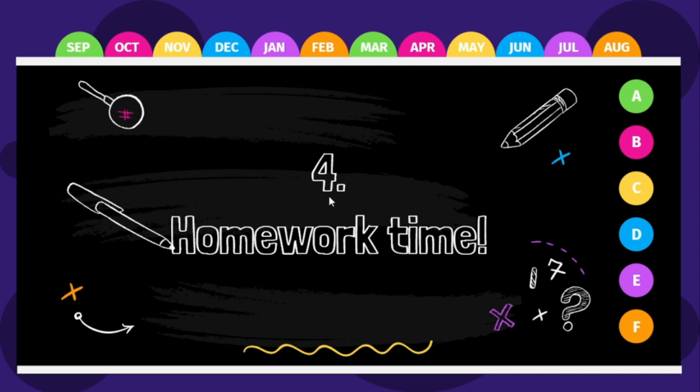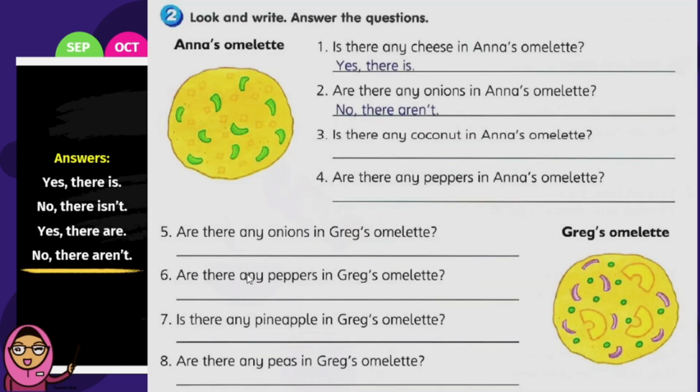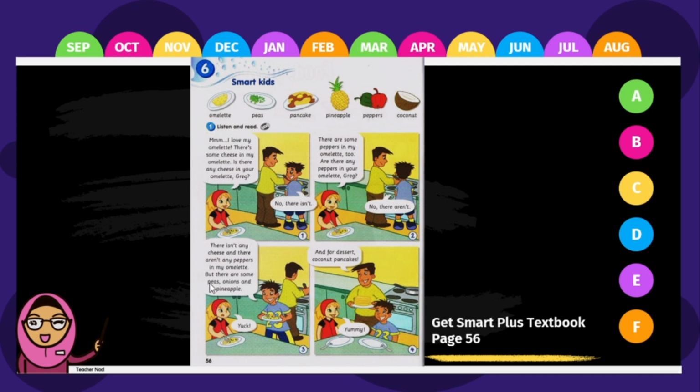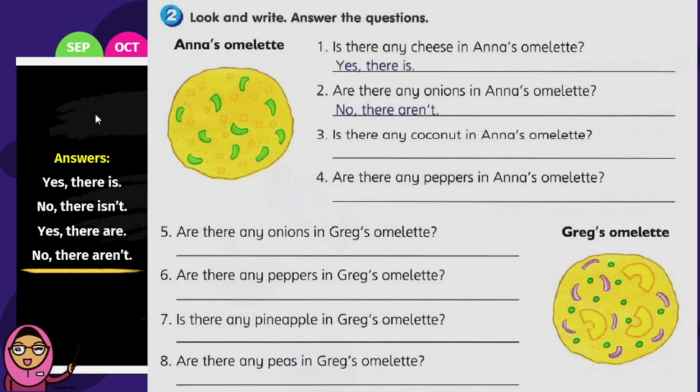Okay, boys and girls, now we have come to the last activity, homework time. Okay, for this homework, you have to write the instruction, look and answer the questions. Okay, you write questions number 1, 2, 3, 4, 5, 6, 7, 8. Tulis soalan nombor 1 sampai nombor 8 dan jawapannya. Okay, untuk soalan ni, boleh tengok buku teks page 56 untuk mencari jawapan. Okay, so what are the answers? Apa jawapan dia di antara 4 ini sahaja?